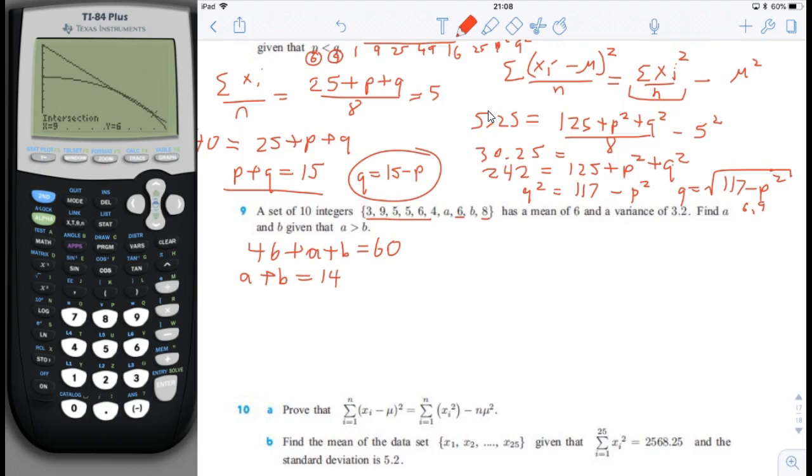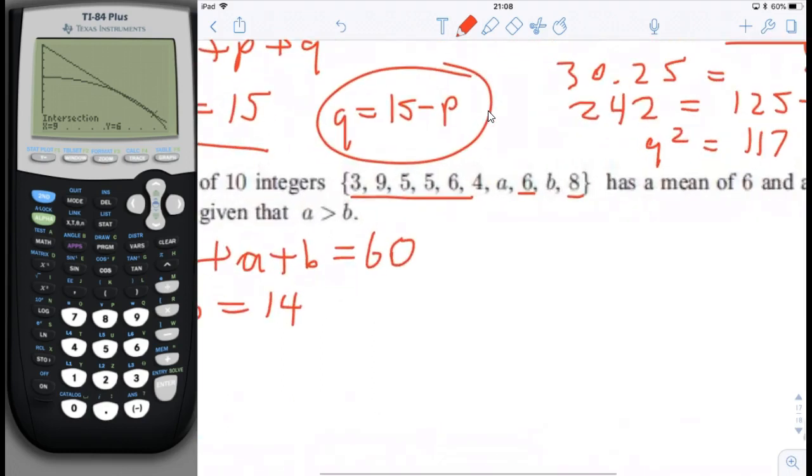And then I'll do the variance. I'll add up the variance. So the variance is going to be 9 plus 81 plus 25 plus 25 plus 36 plus 16 plus 64.